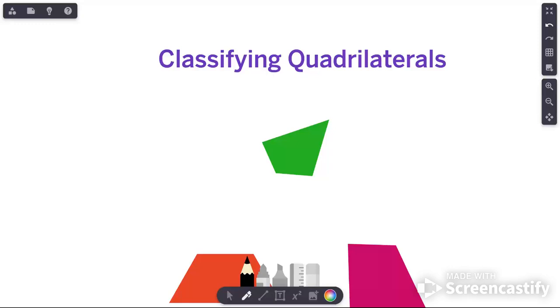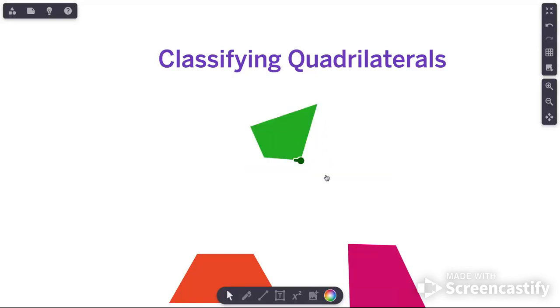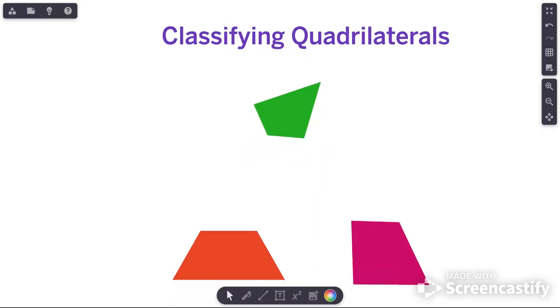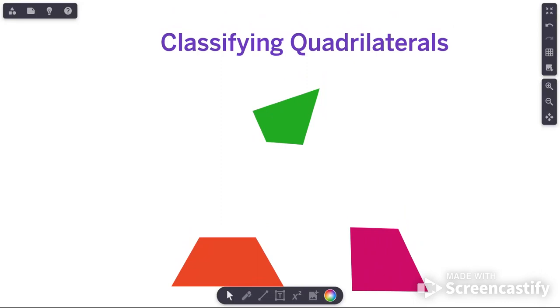Hello, today we are going to be classifying quadrilaterals. So we know a quadrilateral is a special shape that has four sides. So here's an example of a quadrilateral and it has four sides. We're going to be looking at special quadrilaterals today and talking about their attributes.